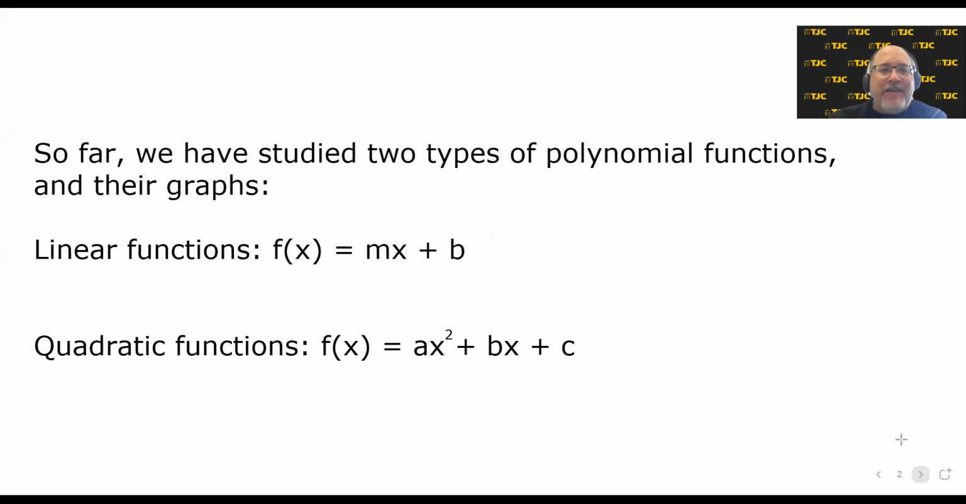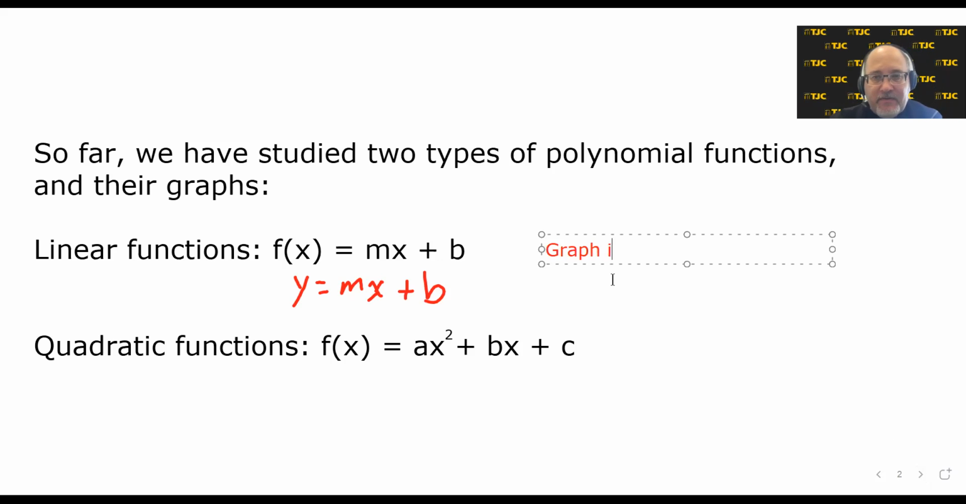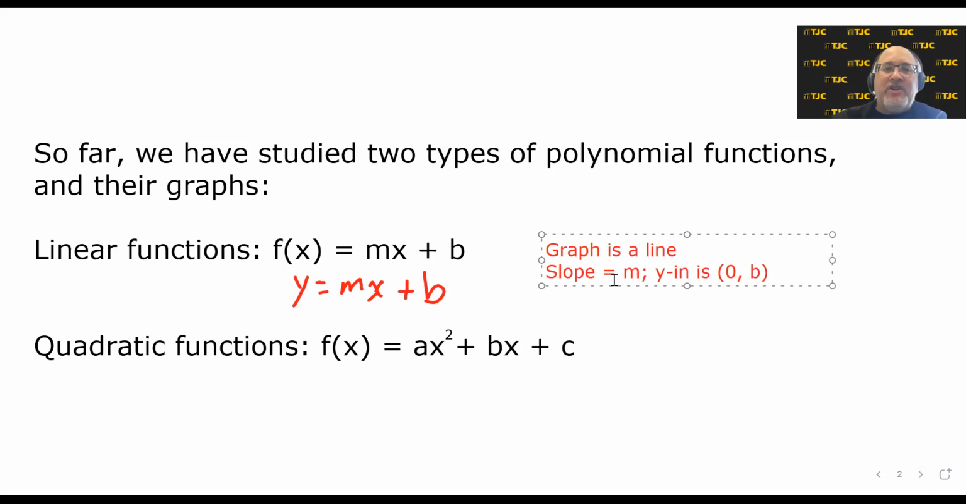The first type we've studied have been linear functions, functions of the form f of x equals mx plus b, also known as y equals mx plus b. And what do we know about these graphs? Well, we know that these graphs are lines. We know the graph is a line. And if you're in the form mx plus b, we know the slope is m and the y-intercept is the point 0, comma b. So there's a lot of information we can extract about the graph of this function from the function itself.